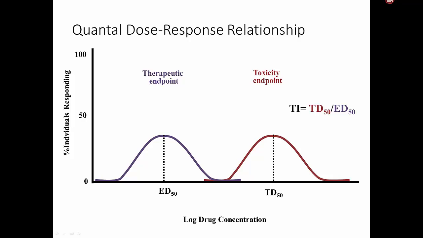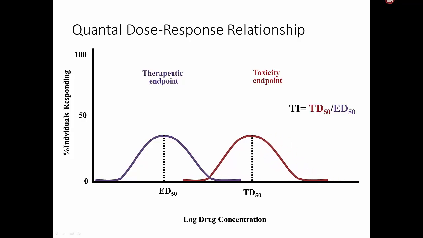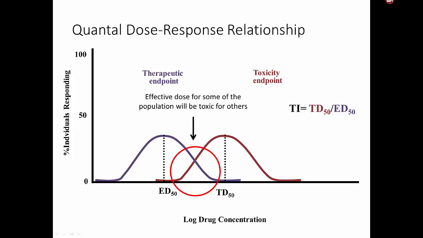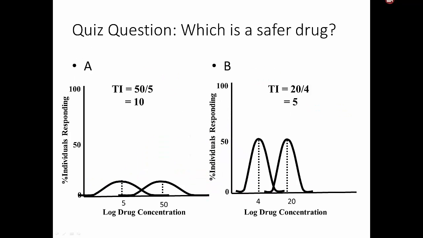Ideally, a drug's toxic range should be far above the therapeutic range, resulting in a high TI. If the toxic range is close to the therapeutic range, there is an overlap in the curves, and now the effective dose for some individuals will cause toxicity in others. The therapeutic index of drug A is 10, while the therapeutic index for drug B is 5, suggesting that drug A is the ideal choice. But if we look at the shapes of the curves, drug A has more overlap in the therapeutic range and toxic range than drug B, making drug B a possible better choice.